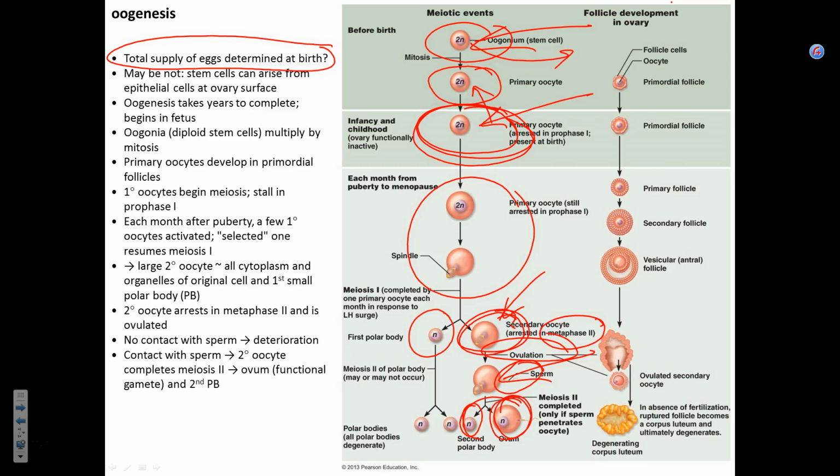Let's say fertilization happens, everything's good. How many eggs, or how many ova, does one oogonium produce? How many ova does one oogonium produce? One. That makes sense. And it happens once a month.